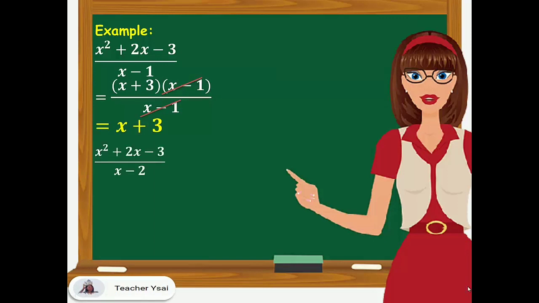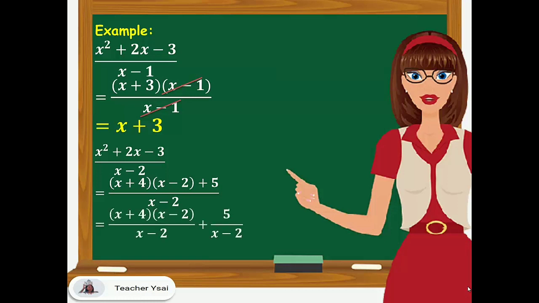Another example. X squared plus 2x minus 3 divided by x minus 2. X squared plus 2x minus 3 is also equal to (x plus 4)(x minus 2) plus 5, divided by x minus 2. So we have x plus 4 times x minus 2 divided by x minus 2, plus 5 over x minus 2. Notice that in the first term, we have x minus 2 divided by x minus 2, that's equal to 1. So we can cross it out. So our answer is x plus 4 plus 5 over x minus 2.